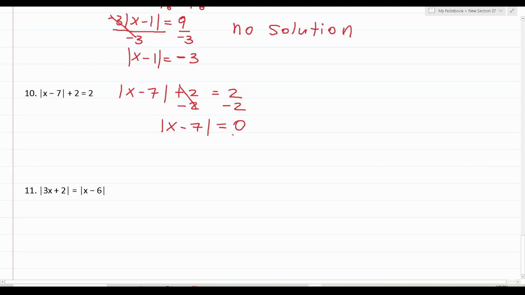In light of the fact that our absolute value equals 0, we know there's just going to be one solution, notably x minus 7 equals 0. And now we're just going to add 7 to both sides to solve for x. This crosses out, leaving you with x equals 0 plus 7, which is just 7. All right, so that's that one.